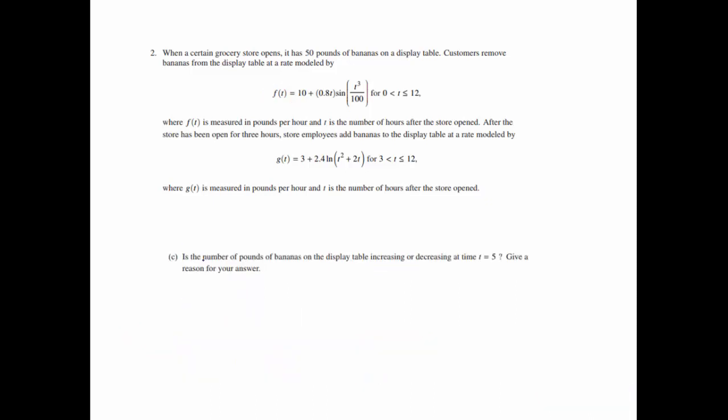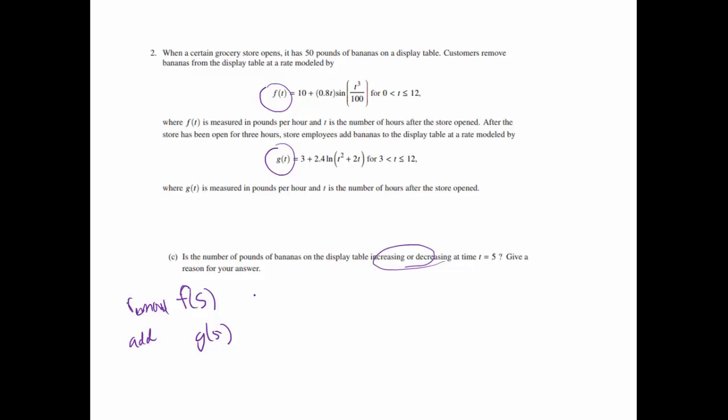Okay, part C, is the number of pounds of bananas on the display table increasing or decreasing at time t equals 5? Well, if I want to know are the pounds increasing or decreasing, I pretty much need to compare how many pounds are coming in, how many pounds are going out. So that is what I'm going to do here. So I'm going to find f of 5, because that's how many pounds are being removed. And I'm going to find g of 5, because that's how many pounds are being added. And let's just see what's happening.